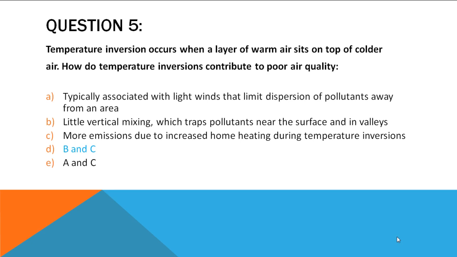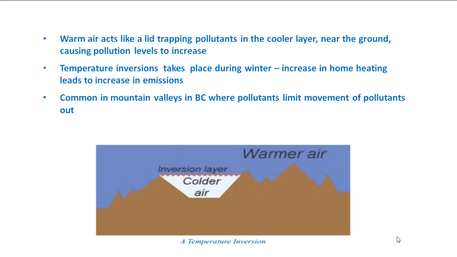Temperature inversions contribute to poor air quality because of little vertical mixing, which traps pollutants near the surface and in valleys, and more emissions due to increased home heating during temperature inversions. That's because temperature inversions usually come along with colder air, and we'll find that people are heating their homes and creating more emissions when the temperatures are colder, and an increase in home heating is something that leads to the increase in emissions.